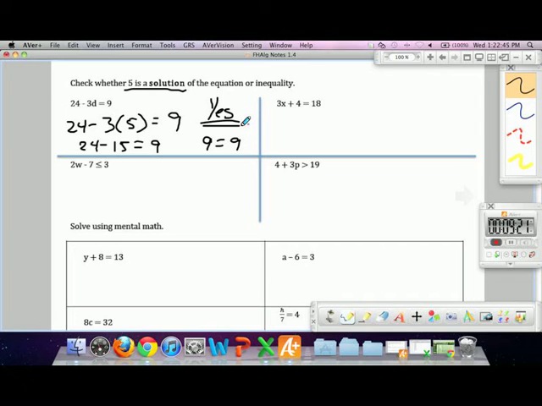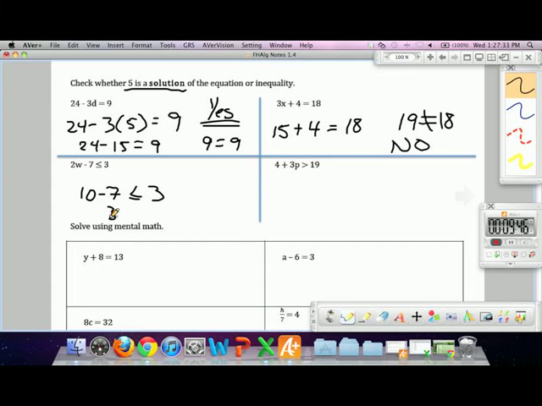You end up with 15 plus 4 equals 18? 15 plus 4 is 19. 19 does not equal 18. No. You end up with, let's see, 10 minus 7 is less than or equal to 3, or 3 is less than or equal to 3. Yeah, 3 is less than or equal to 3. In this case, you get 4 plus 15 is greater than 19. 19 greater than 19? No, 19 is not bigger than 19. 19 is the same as 19.